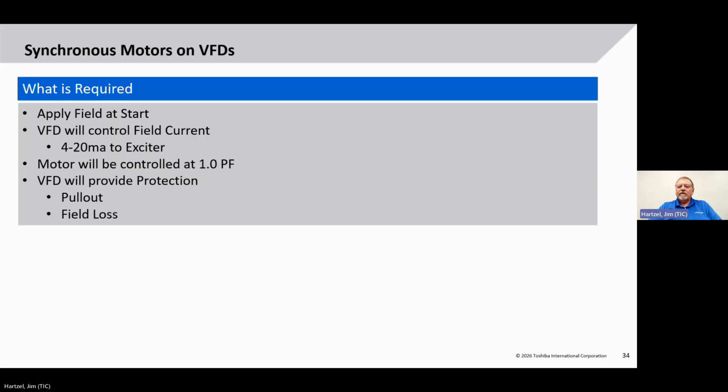And the VFD is going to control the field current. Whereas before, you would have controlled the field current either from your PLC, or from a speed pot, or say a rheostat, or some way you could control it. The motor will be controlled at unity power factor, and the VFD will provide our pullout and field loss protections. So let's look at one.